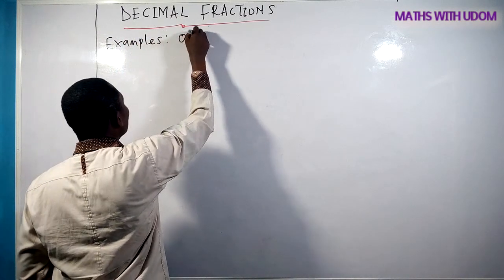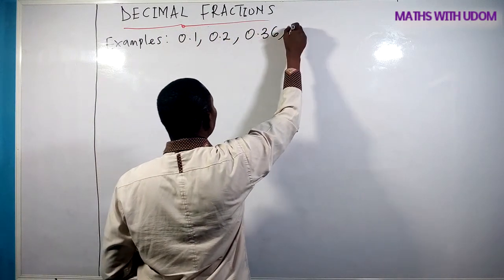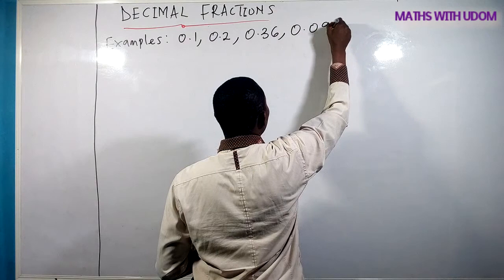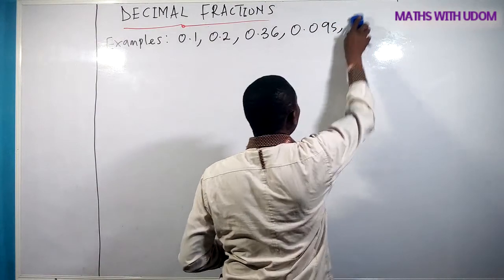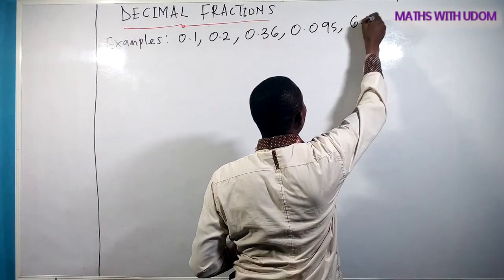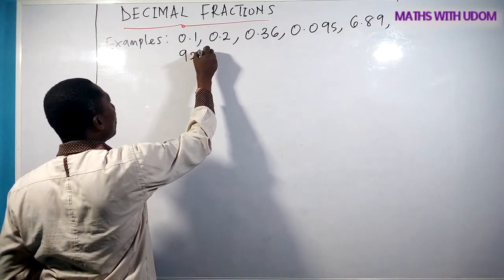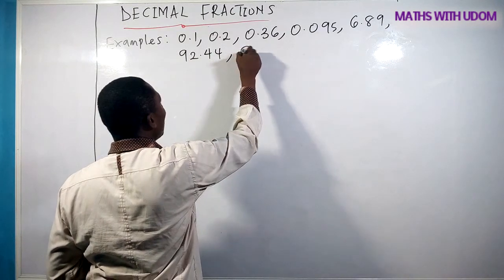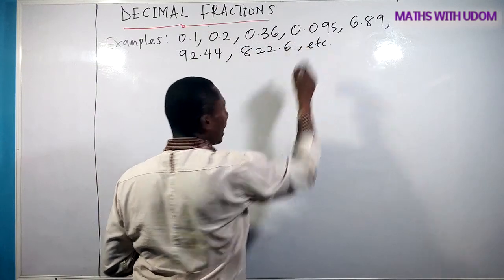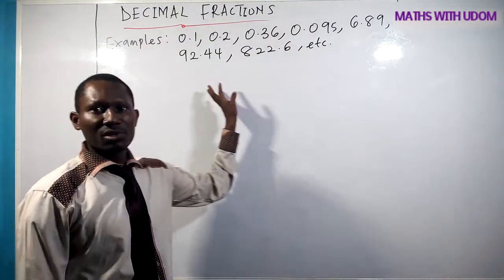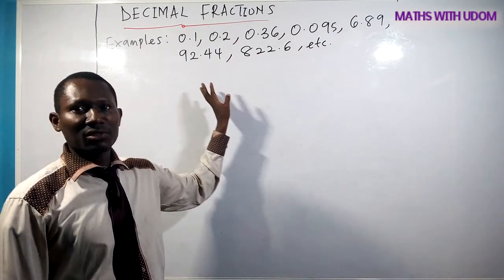We have 0.1, 0.2, 0.36, 0.095. Let's have another number. We have 6.89. We have 92.44. We have 822.6, and so on and so forth. So all these are examples of decimal numbers or decimal fractions.